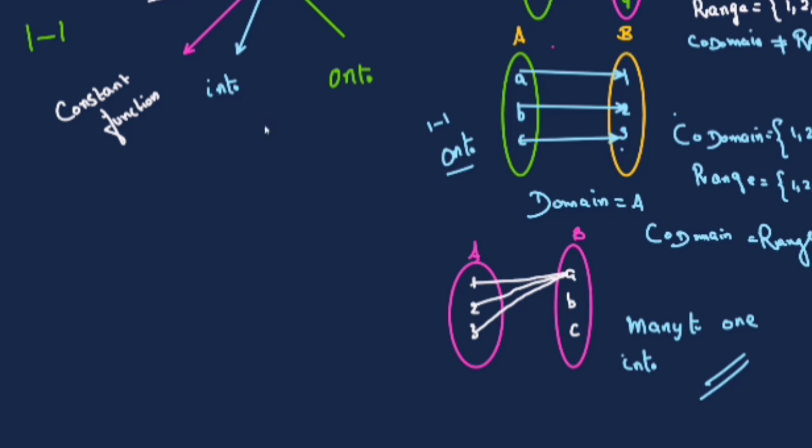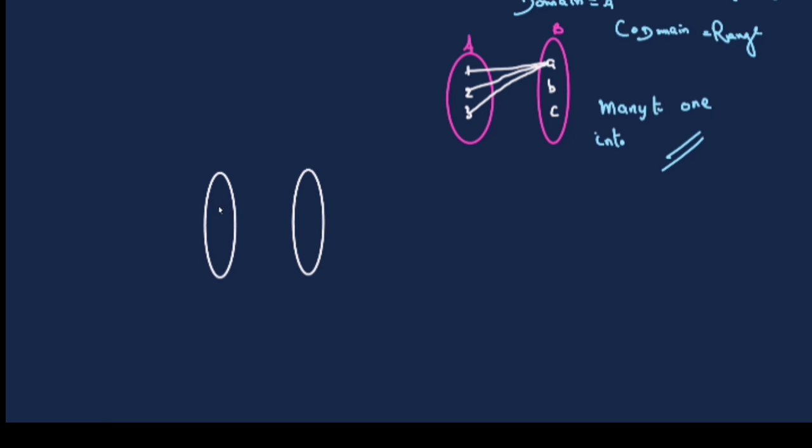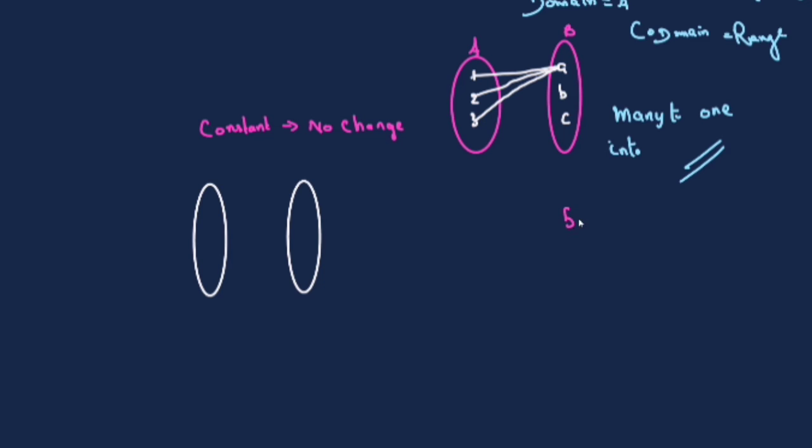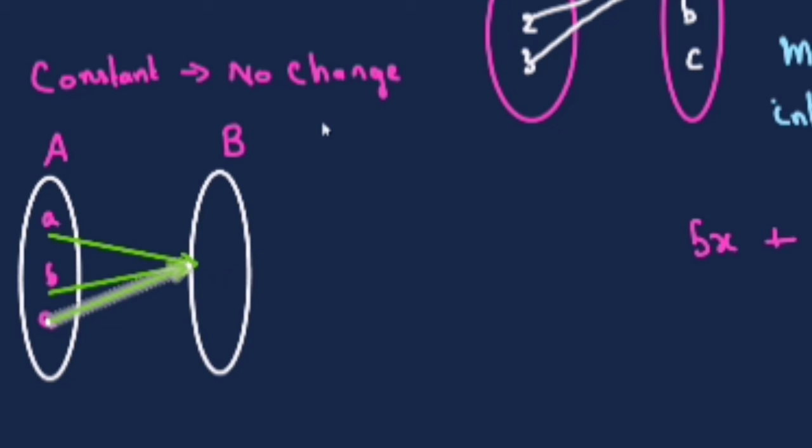Constant function, then identity function. What is the meaning of constant? Constant means no change, it won't change. Suppose I take an equation 5x plus 3, this 3 is a constant. It is not going to change. This x is a variable. X will change while 3 is a constant. There is no change. Suppose all the elements in set A, you have A, B, C.